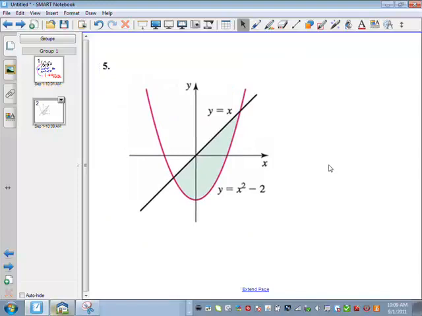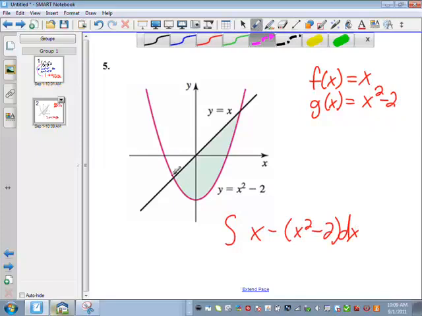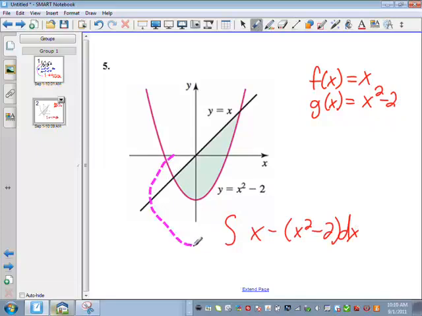All right, so f of x is equal to x. g of x is x squared minus 2. As we said before, it's the integral from something to something of x minus (x squared minus 2) dx. Of course, the question is, what are these values? This value here that we're looking for goes here, and this one needs to go here, right?